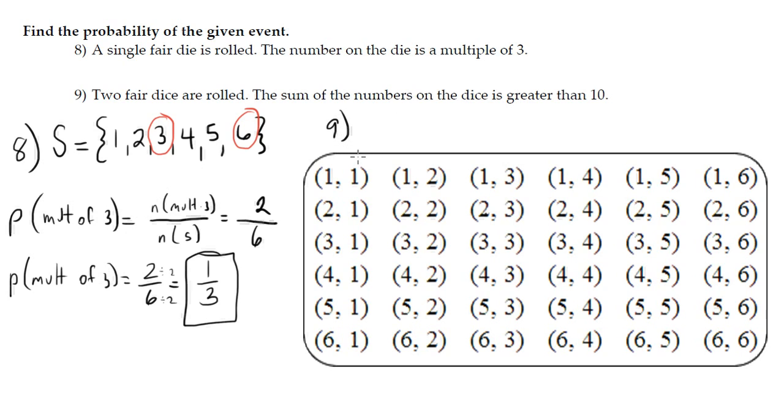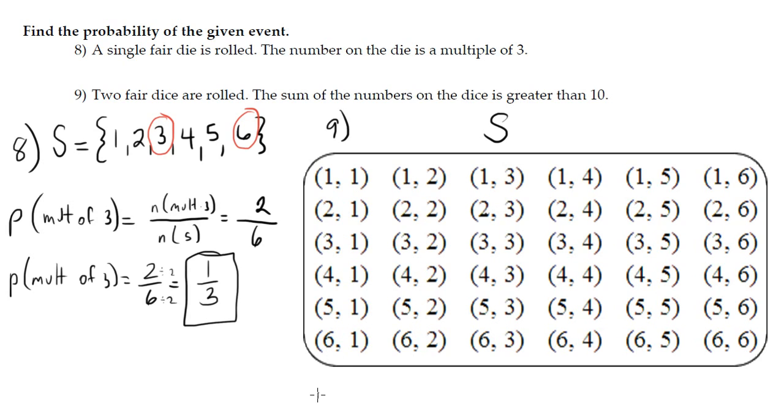For number 9, I didn't want to write this out. I rolled 2 dice, 2 fair dice. Here's my sample space. There's 1, 2, 3, 4, 5, 6. 6 by 6, there's 36 different outcomes.